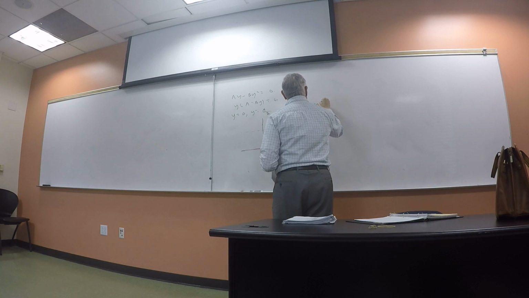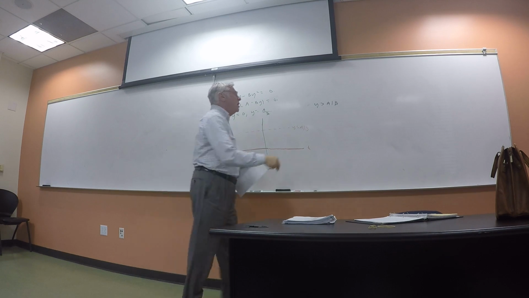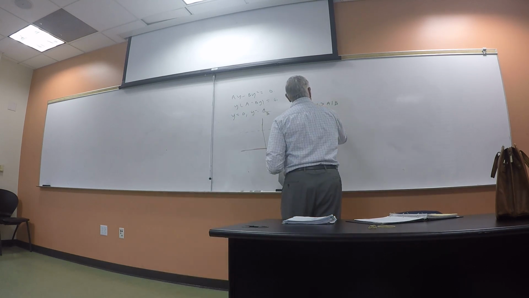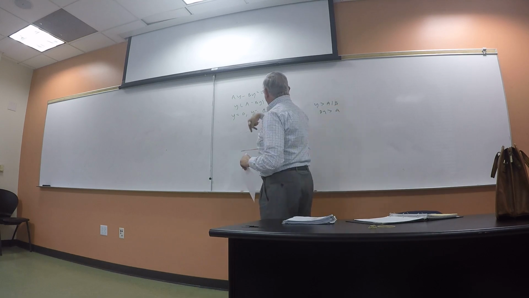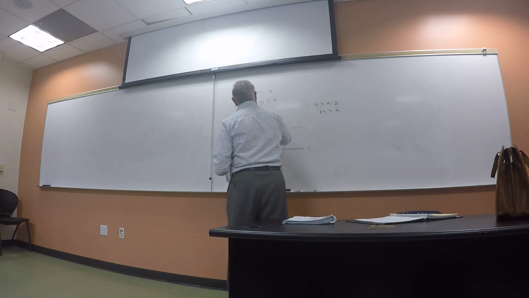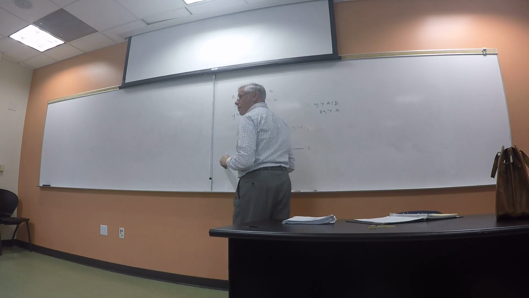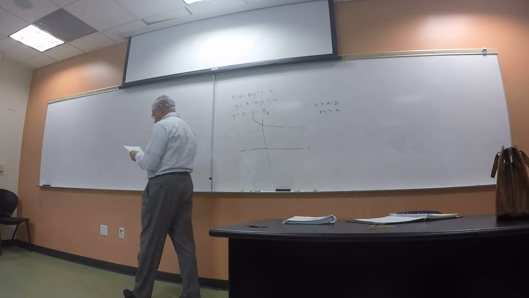Clearly, y is greater than a over b, right? Here's the line y equals a over b, y is greater than a over b. And since b is positive, that says that by is greater than a, okay? Well, if y is positive, by is greater than a, isn't that quantity negative? It's a positive times a negative. So all I'm looking for is something like this, and it should asymptote to that. Okay, so that's one graph.